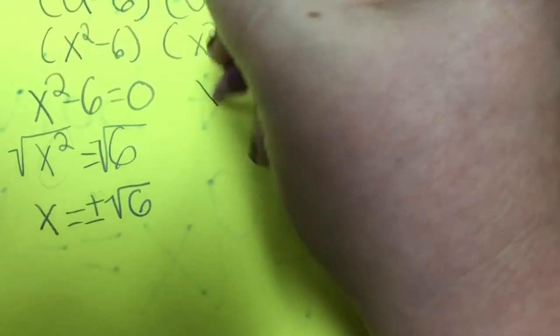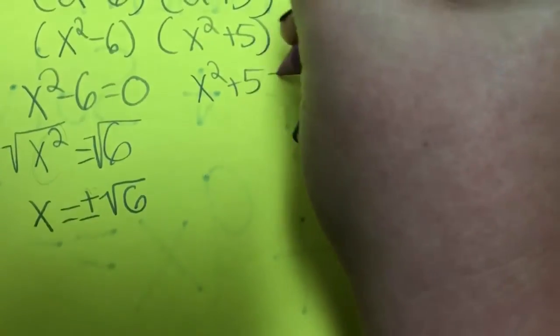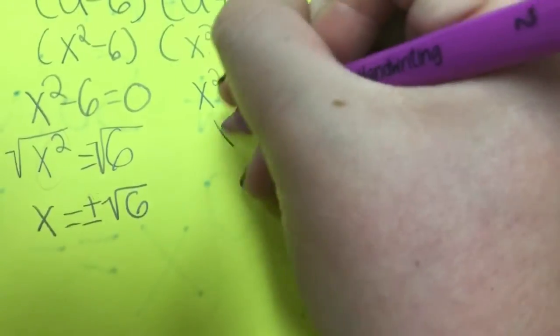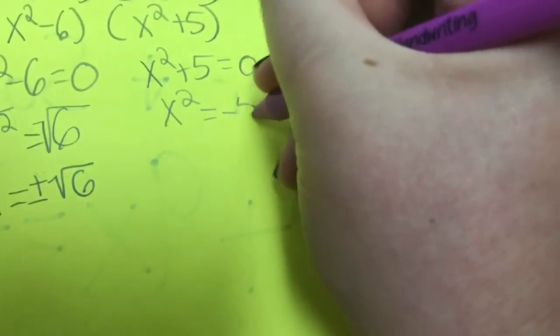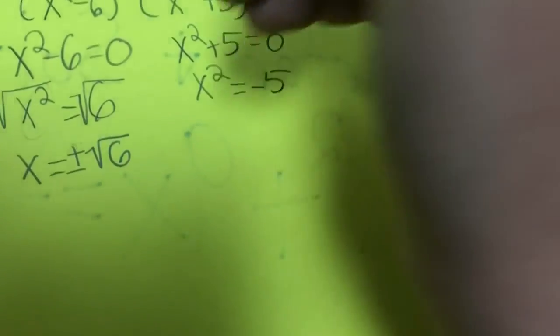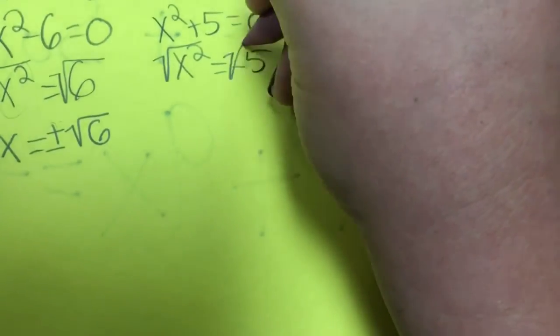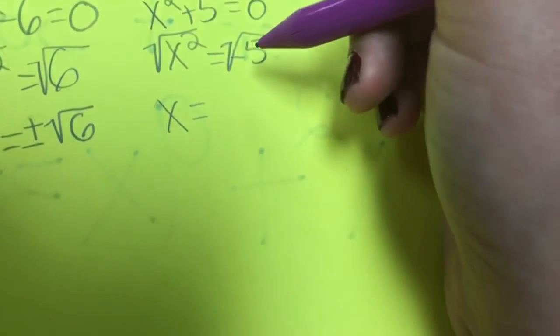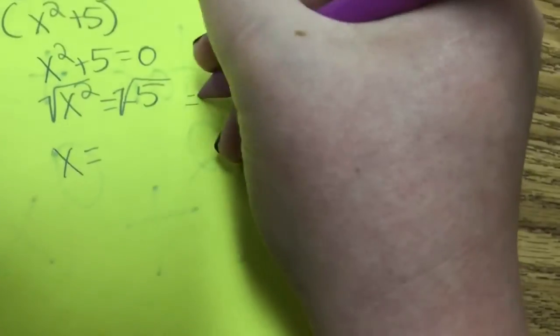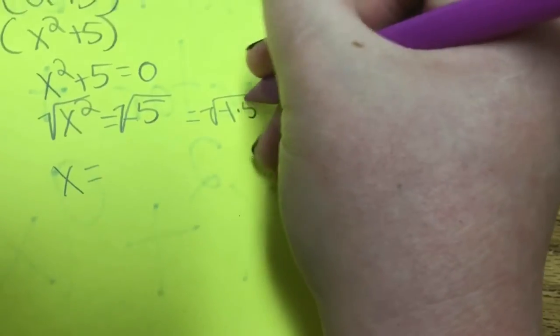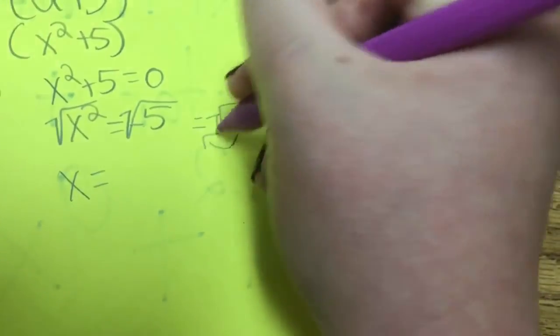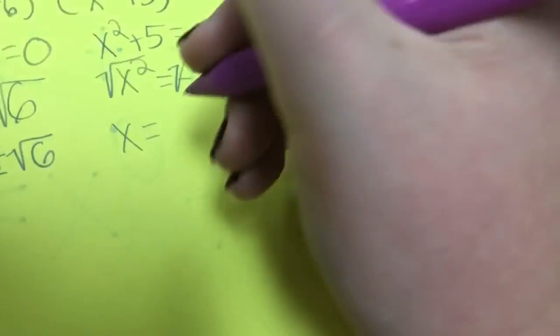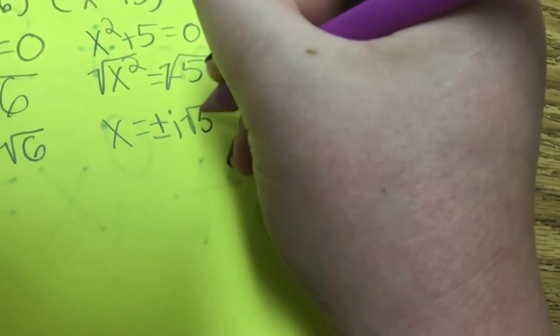Our second parentheses, x squared plus 5 equals 0. We have x squared equals negative 5. Simplifying by taking the square root of both sides, we have x equals, I can take this negative out, move it out, because it's the square root of negative 1 times 5. So the negative 1's moving outside of the house. So I have plus or minus i times the square root of 5.